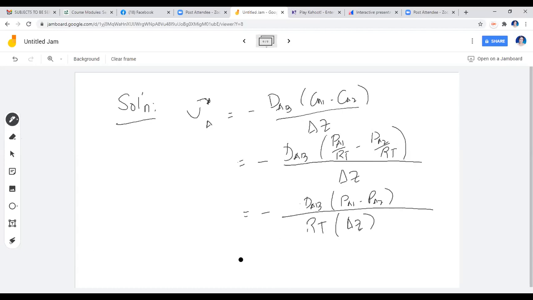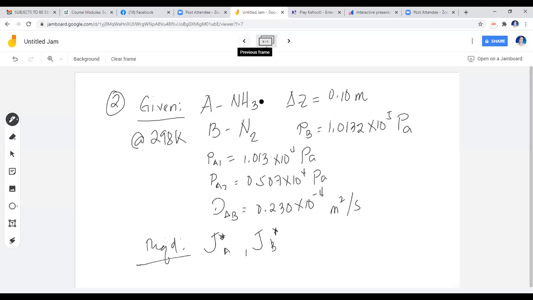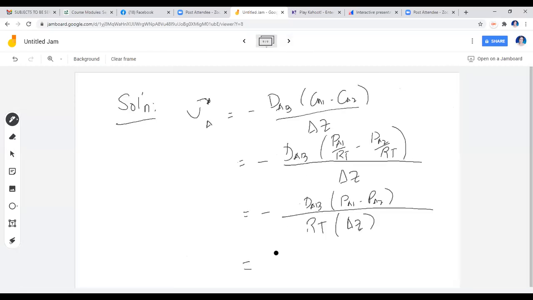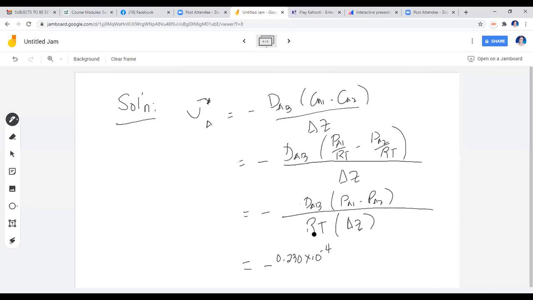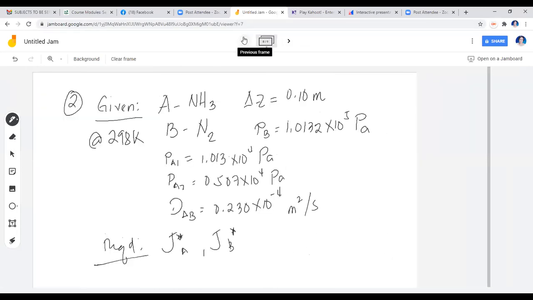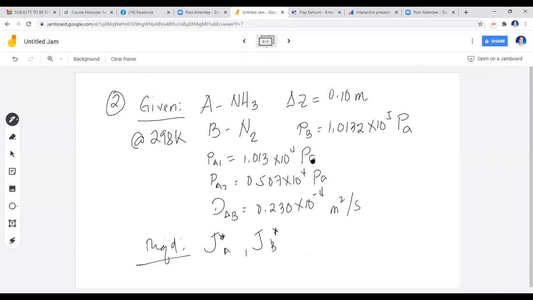So what I'll do, I will substitute the partial pressures that we have. So in terms of the diffusivity, the problem gives us that it is negative 0.230 times 10 raised to negative 4 meter squared per second. And in terms of partial pressure, the problem gave us that the partial pressures are already in Pascal. So it's okay.